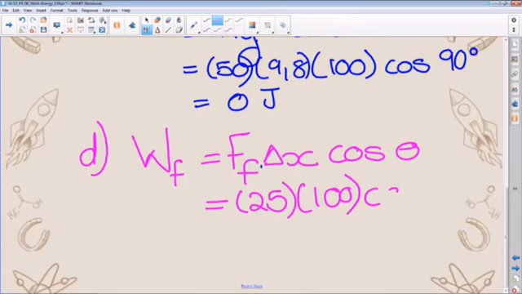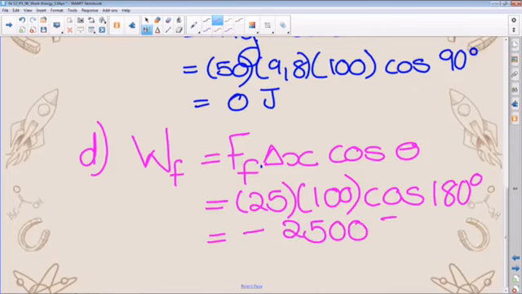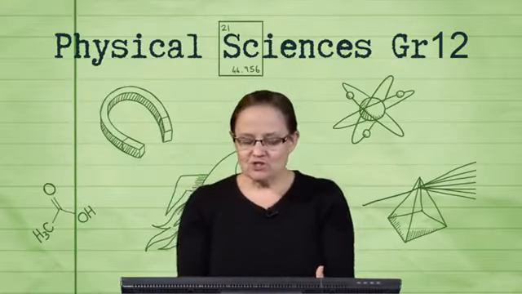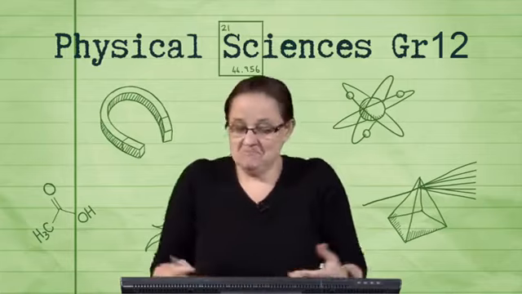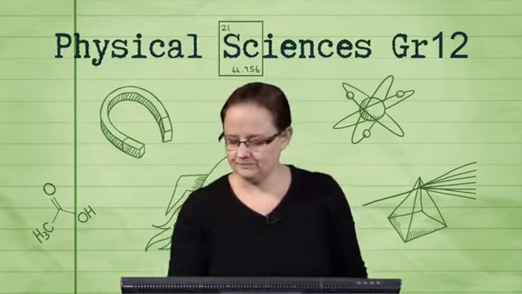So over here, this gives me cos 180. Why that is important is because cos 180 is negative 1. That means I'm going to get a negative answer for work done by friction. Perfectly acceptable, because remember what I said to you, friction causes energy to be used up. So the work done by friction is negative because it's taking energy out of the system. Negative answer, not a problem.